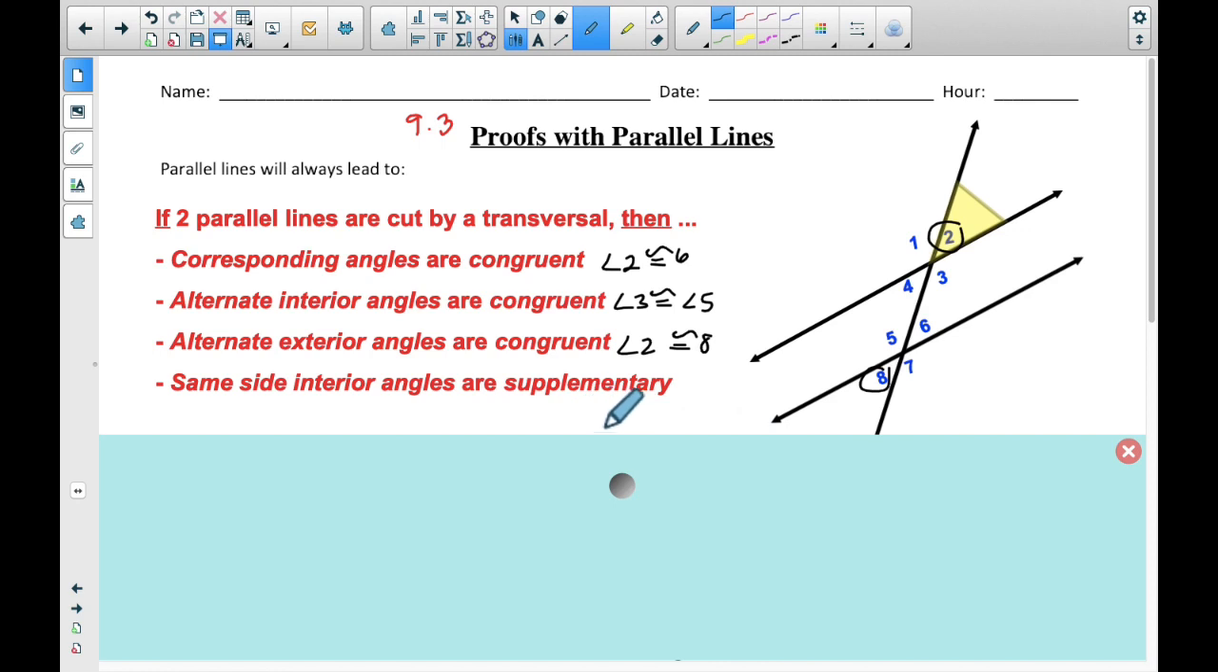And finally, same side interior, that would be like angle 3 and angle 6. And same side interior, those are the ones that are going to be supplementary. All of the other ones are congruent, but same side interior are supplementary. Congruent, congruent, congruent, supplementary. So we've been talking about this for a long time. This is not new to us, but we are going to continue to use it in this next couple of units.